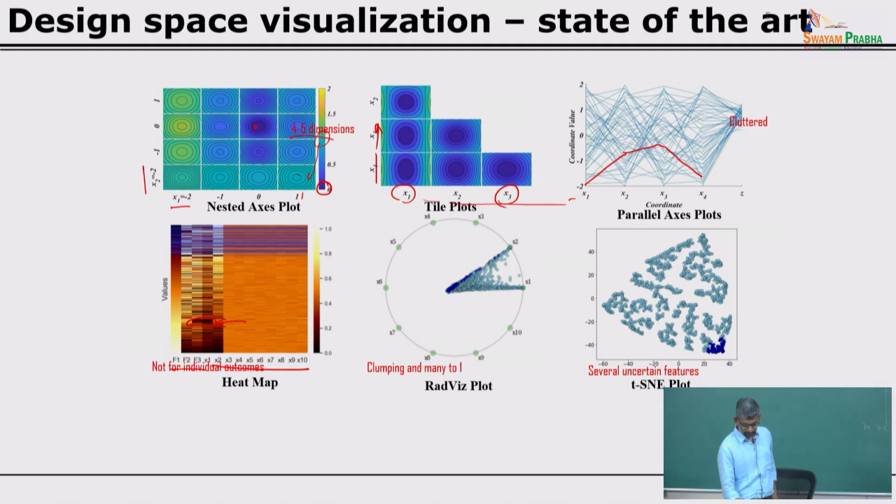For instance, with 4 to 5 dimensions, this becomes cluttered in no time, and this is not for individual outcomes. Generally, they try to give you a trend, and there is something called clumping, and many to one, where many solutions are pointed to one. That is one thing, and several uncertain features. You have some tuning parameters in this, and there are some limitations.